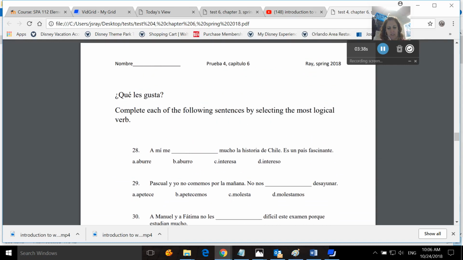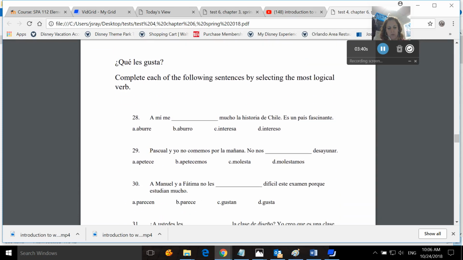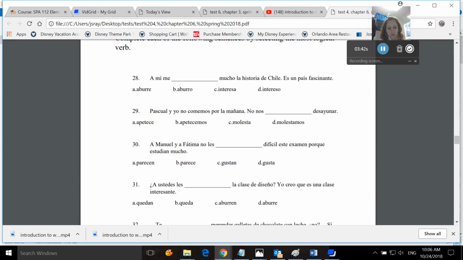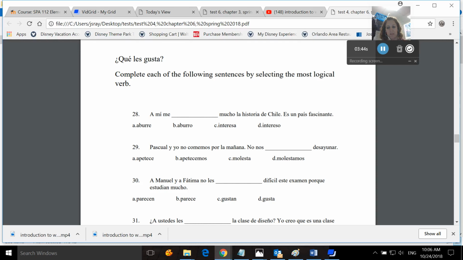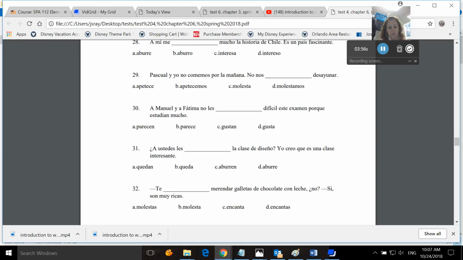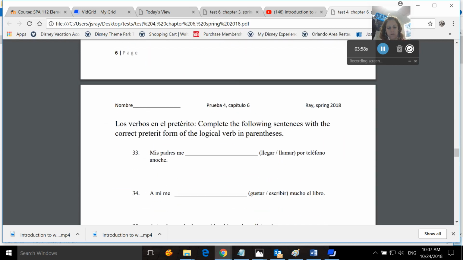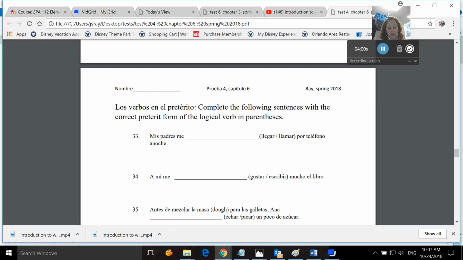Gustar, complete each of the sentences by selecting the most logical verb. These are verbs that function like gustar, and remember, most of the time they're going to be in the third person because you're not conjugating for the person, you're conjugating for the thing that bores you or the thing that interests you or the thing that pleases you.